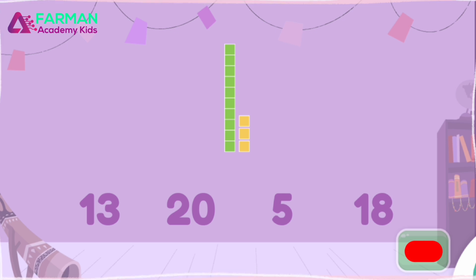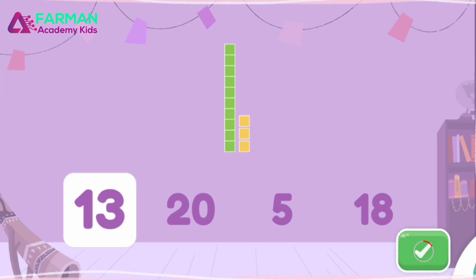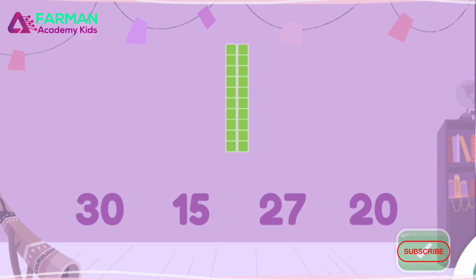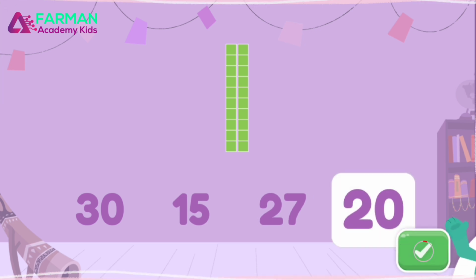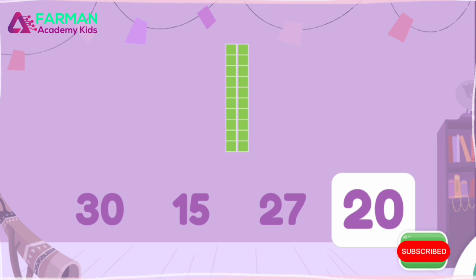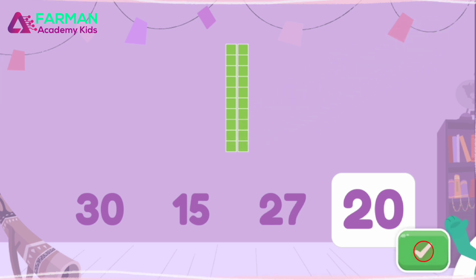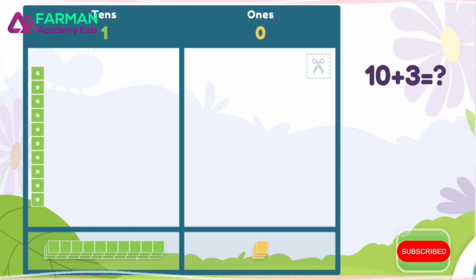How many blocks are there? Each rod equals 10 blocks. You did it! There are 13. How many blocks are there? Each rod equals 10 blocks. Great! There are 20. There is 10 in the frame. Drag yellow blocks to the frame to solve the equation.